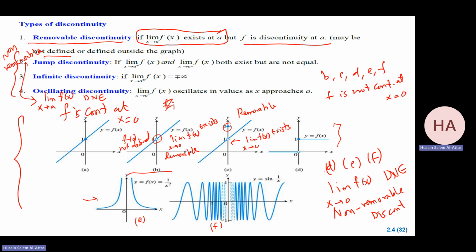By the way, why do they call it removable? Because if you notice, if I redefine f at 0 to be 1, I make it continuous. So by a small change, I make it continuous. The same thing here. If instead I make it equal to 1, I make it continuous. So I can remove the discontinuity easily by redefining the function, with just a little change.